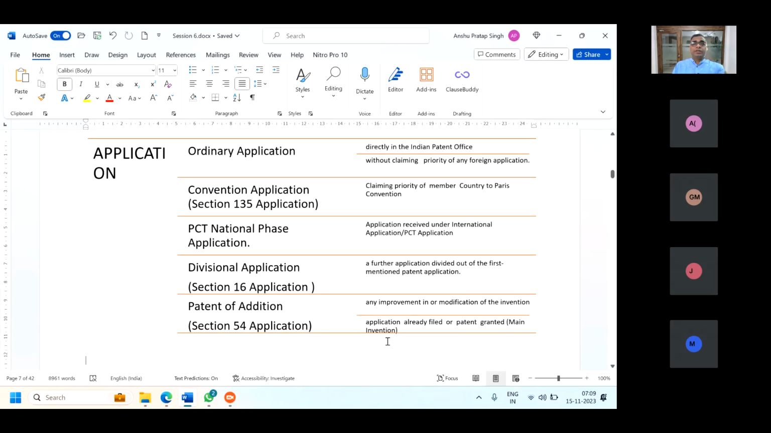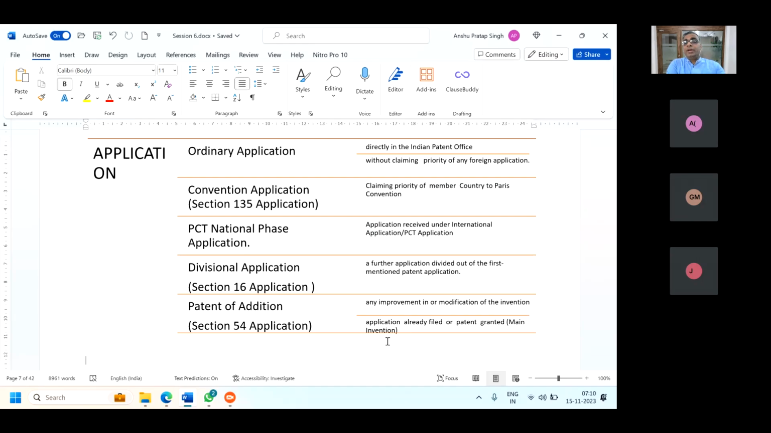Then there are two other categories based on the subject matter, which are the divisional application and the patent of addition. What we understood is that in a divisional application, if there is more than one invention in an application, you can be asked to divide the application. This application will be called a divisional application. The earlier application will be called the first mentioned patent application.